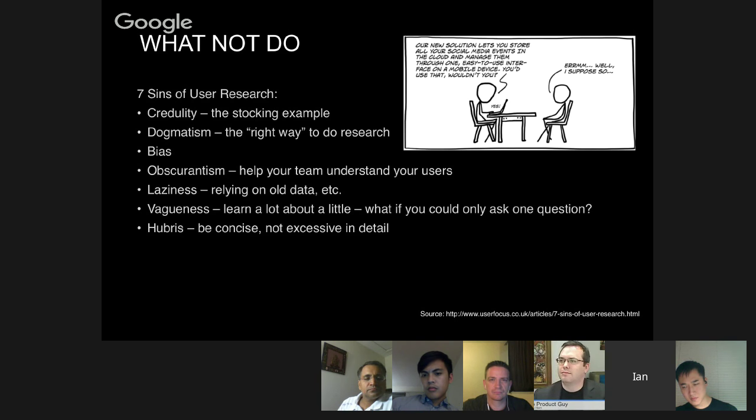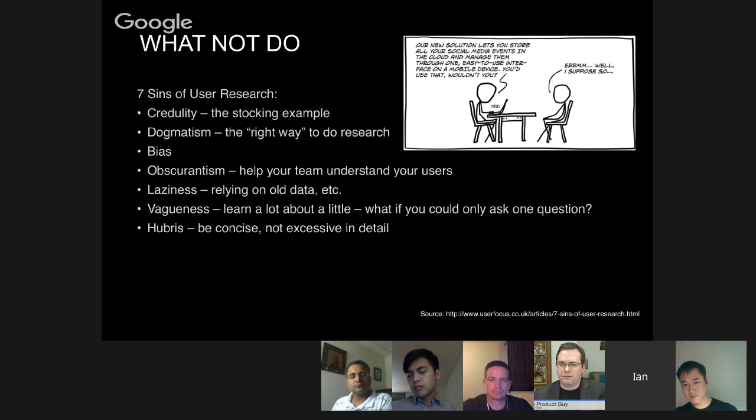It's also very easy to rely on old data. If you're not doing this on a regular basis, you can fall back and say, well, remember that survey when 20% of the people thought X, and you need to keep these things fresh, and using old data is just going to really throw things off as your user base changes and as your products change.